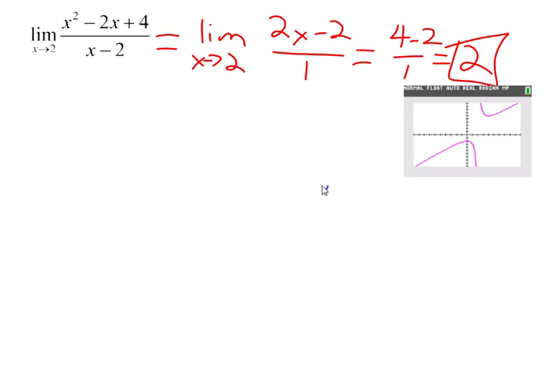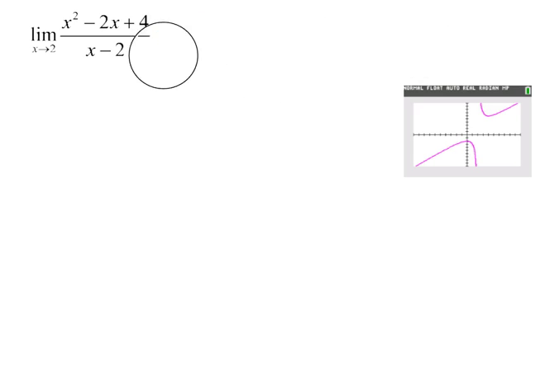Guys, do not forget, and this is the mistake: L'Hopital's is a wonderful, powerful tool, but if you don't use it correctly, you're going to get the problem wrong. Ladies and gentlemen, what did I do wrong? Why am I a bad boy? I didn't make sure that this limit was in indeterminate form. If I put a 2 in the denominator, I definitely get 0. But if I put a 2 in the numerator, I would get 4 minus 4 plus 4.